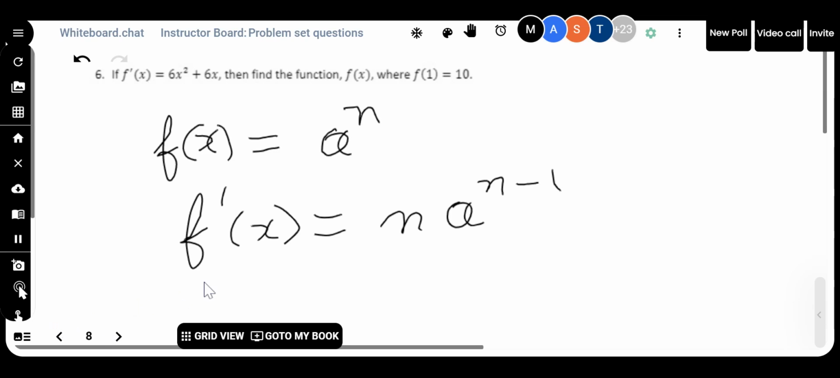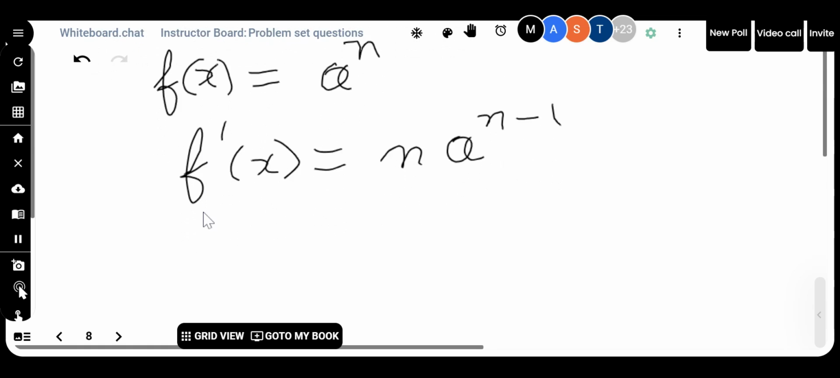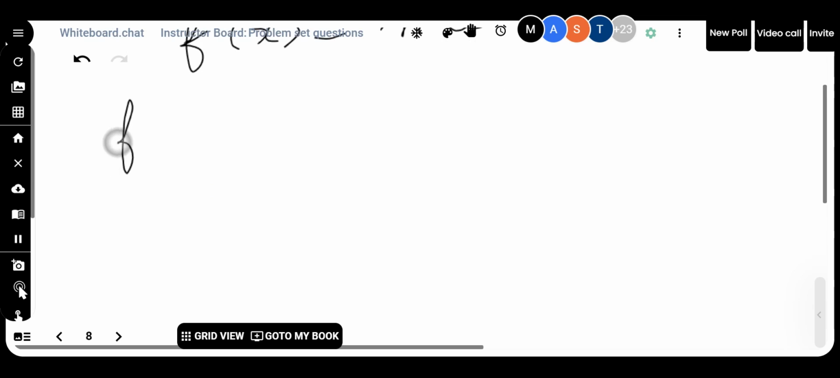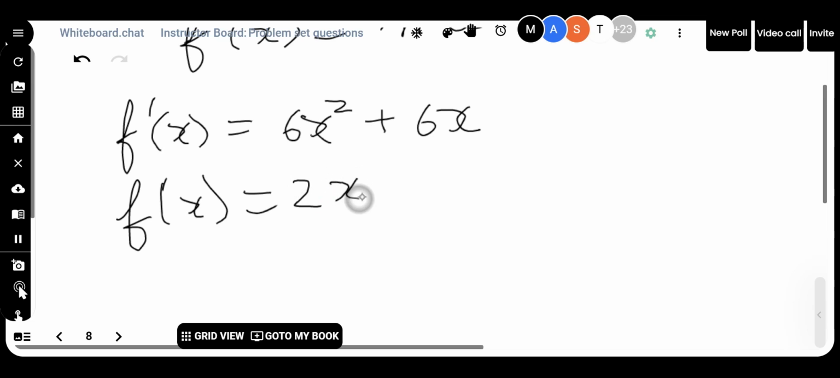Okay, so let's try this out. In the case of 6x squared plus 6x, this is the f prime, and what I'm going to do is find f of x itself, the original function. Add 1 to the 2 first, and then divide by the number in the front. So if I add 1 to the 2, I'm going to get 3, and then I'm going to divide 6 by 3, which gives us 2. So it's 2x cubed.